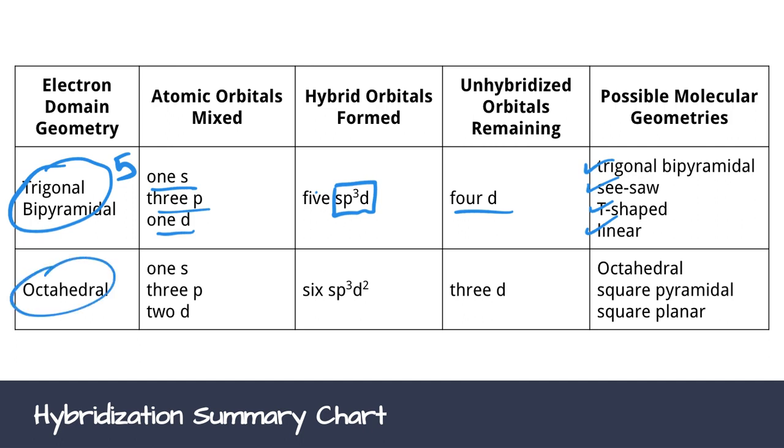Finally, octahedral, or the 6 electron domain geometries, they'll have 1s, 3 p's, and 2 of the d's hybridized to make 6 sp3d2 hybrid orbitals. There are 3 d orbitals that are unhybridized, and so this is for octahedral, square pyramidal, or square planar shape. So really, you need to know the summary chart. You need to know where hybrid orbitals come from and how hybrid orbitals create covalent bonds.